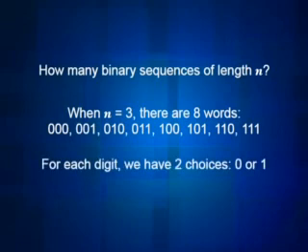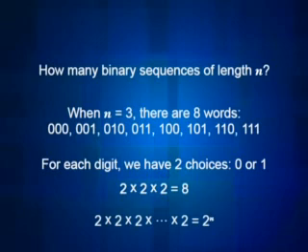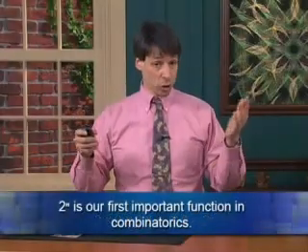Here, for each digit, we have 2 choices. 0 or 1 for the first digit, then 0 or 1 for the second digit, then 0 or 1 for the third digit. And if we have an n-digit word, we have 2 choices, then 2 choices, 2 choices, n times, giving us 2 to the n possible words or sequences. 2 to the n, as I've said before, is a very important number in combinatorics.